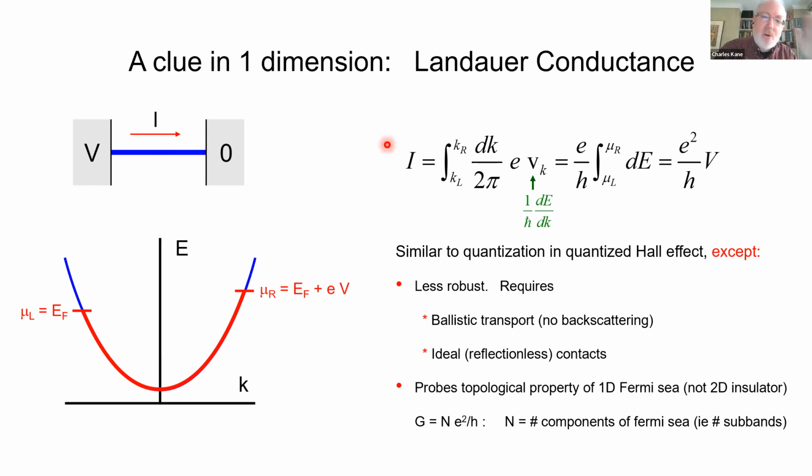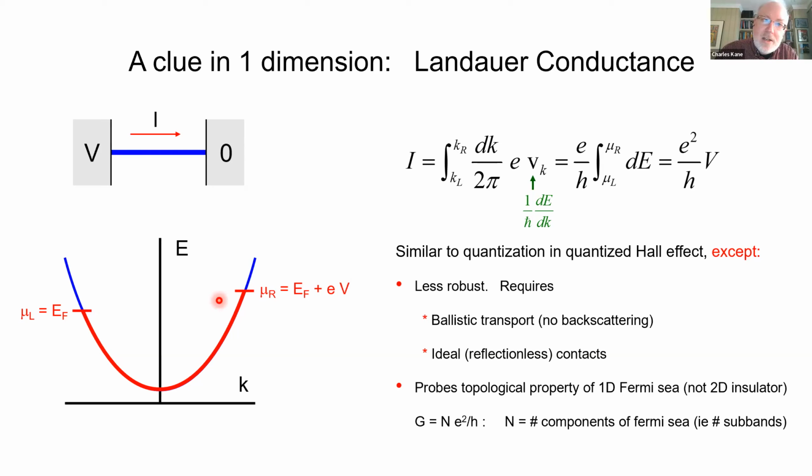And so let me just review for you what the argument behind this is. In one dimension, you have a one-dimensional free electron band structure filled up to the Fermi energy.